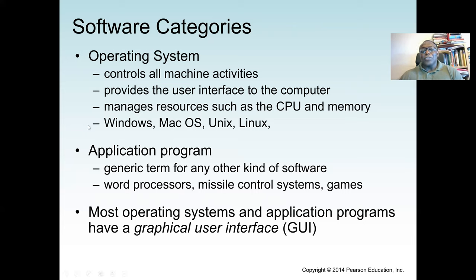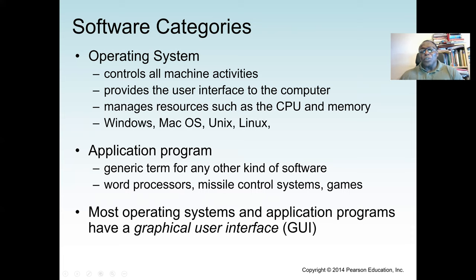So the operating system is a system software. What the operating system normally does is control all the machine activities. It interacts with all the computer hardware, such as the CPU, the keyboard, and any hardware device connected to the computer. The operating system interacts with it.